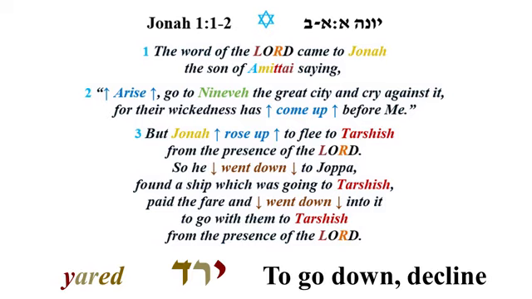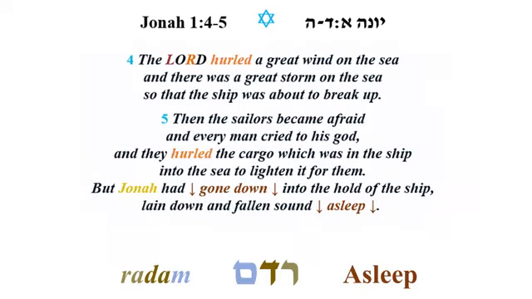And in Jonah 1, verse 4, the Lord hurled a great wind on the sea, and there was a great storm on the sea, so that the ship was about to break up. Then the sailors became afraid, and every man cried to his God, and they hurled cargo, which was in the ship, into the sea to lighten it for them. But Jonah had gone down into the hold of the ship, lain down and fallen asleep.